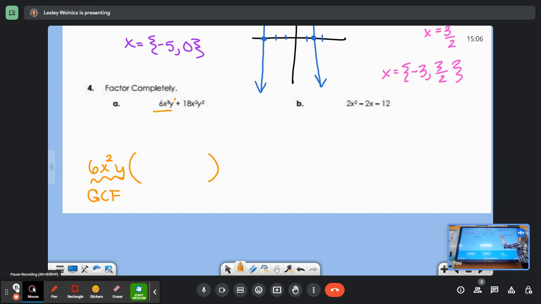To find the leftovers, I have to divide each term by my GCF. Sixes cancel. What power of x is left? 1. Okay, what happens to the y's? Cancel. Bring down the plus. 18 divided by 6 is? What happens to the x's? How many y's are left? 1. So this is my leftovers.